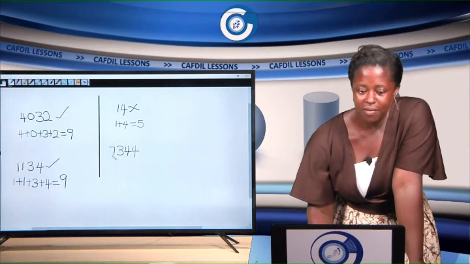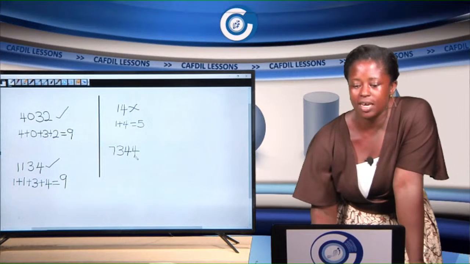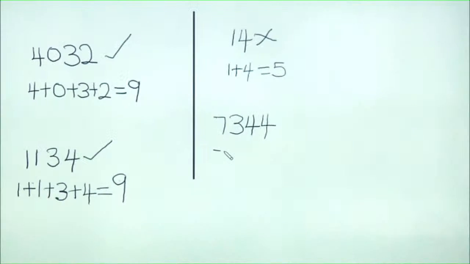So the digits are 7, 3, 4, and then 4. Let's add everything. 7 plus 3 plus 4 plus 4. And what is the sum? 7 plus 3 is 10. 10 plus 4 is 14. 14 plus 4 will be 18. And is 18 divisible by 9? Yes, 18 is divisible by 9.